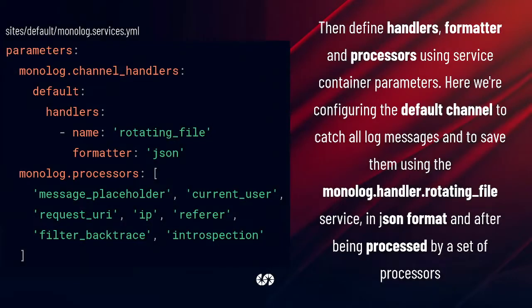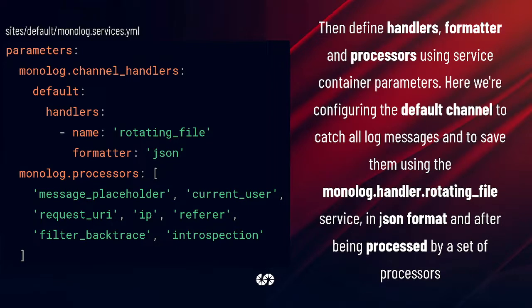After that, you can define handlers. So, channels. So in this case, we are logging all logs. So we are using the default channel. You can log for different channels to different places if you want. In this case, we are using default. We are using this rotating file handler we defined in the previous slide. We are using JSON as the format of the log, and we will say why.